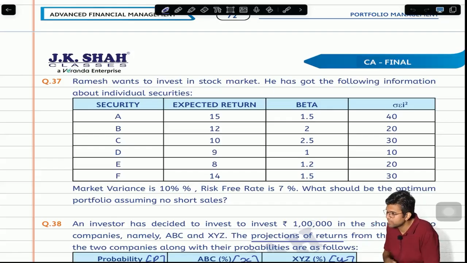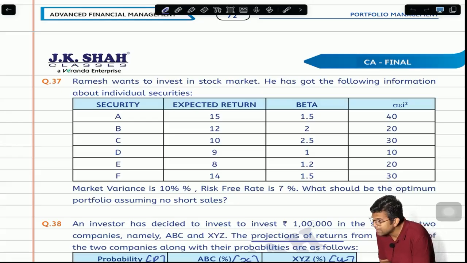So what are they saying? Ramesh wants to invest in the stock market. He has got the following information about individual securities, A, B, C, D, E, F. Expected return Rx, beta, sigma Ex square, market variance sigma m square, and IRF are given. What should be the optimum portfolio?